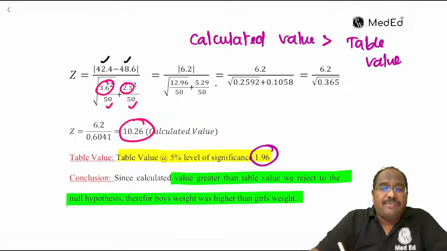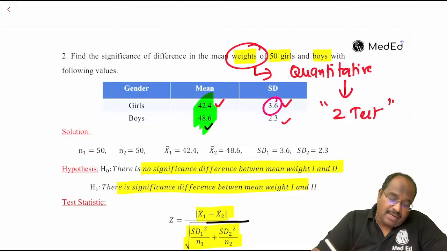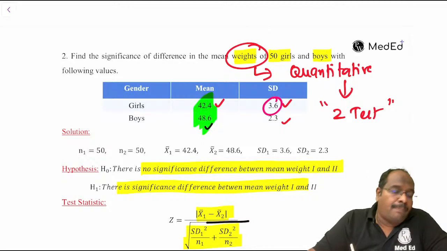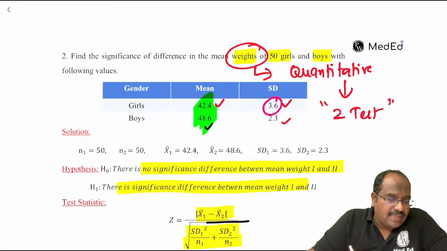Therefore, look here, boys are significantly having more weight when compared to girls. We have to reject the null hypothesis. Boys' weights are significantly more.